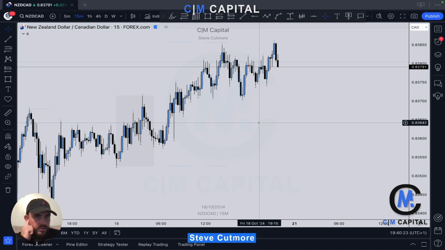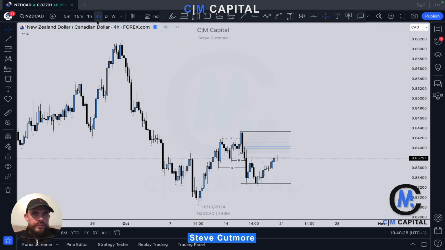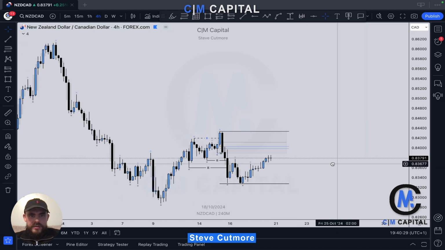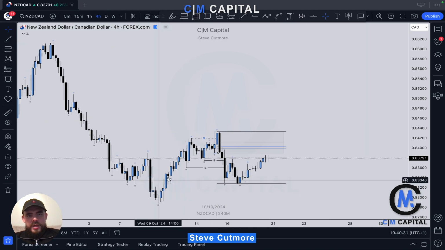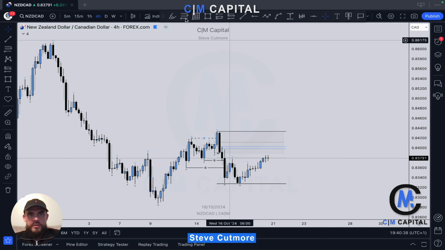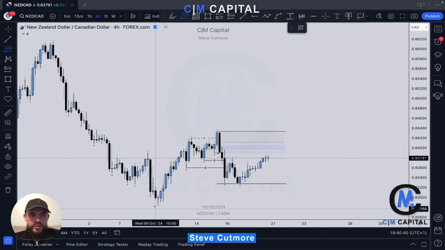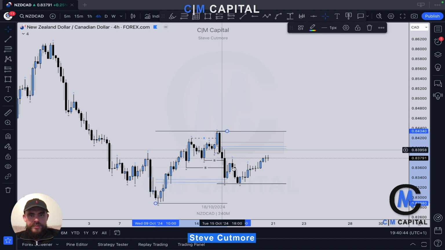Dropping into New Zealand dollar CAD, 4 hour. Yeah, I was just going over this one again, funny enough. If you look at it from this perspective, we have a liquidity sweep over here with a push upside breaking this structure. So if we're looking for a bullish move, we have respected that Fibonacci level now, and we've started pushing away.